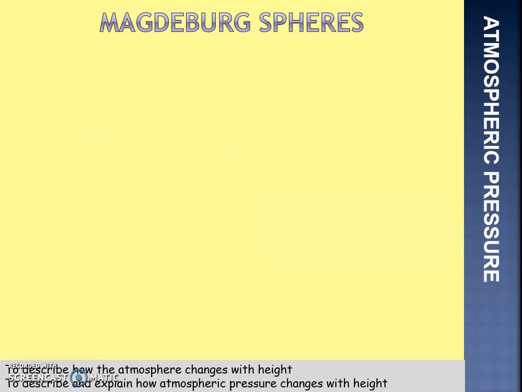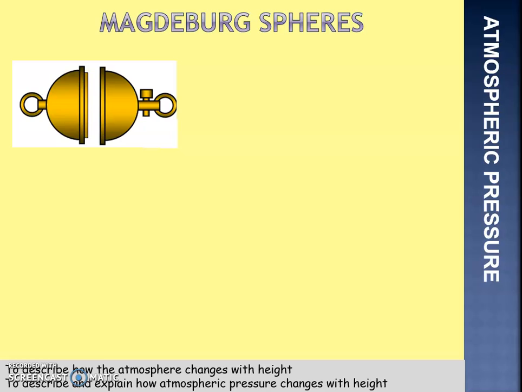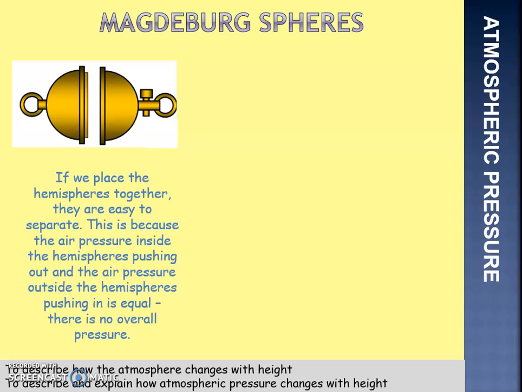We can also show this with things called Magdeburg spheres. 2 Magdeburg spheres are shown there. If we place the hemispheres together, they're dead easy to separate, and this is because the air pressure inside the hemisphere pushing out and the air pressure outside pushing in is equal.